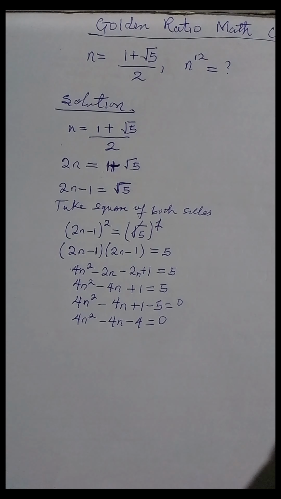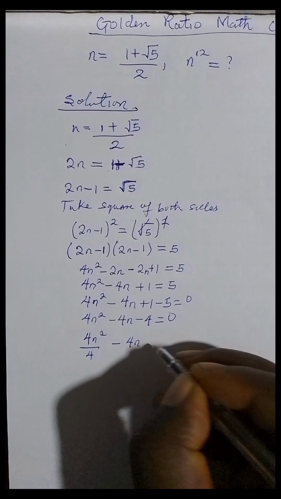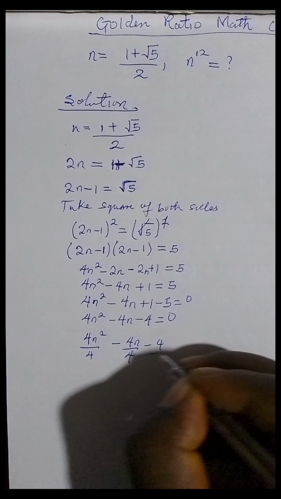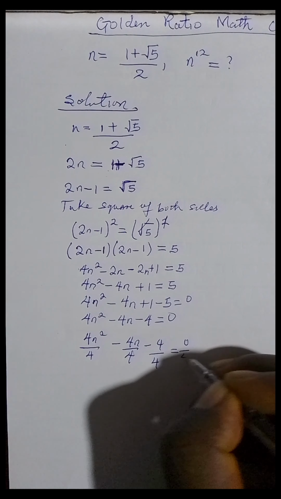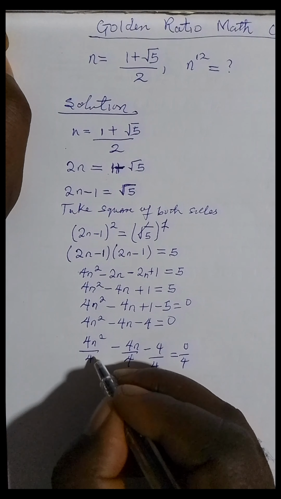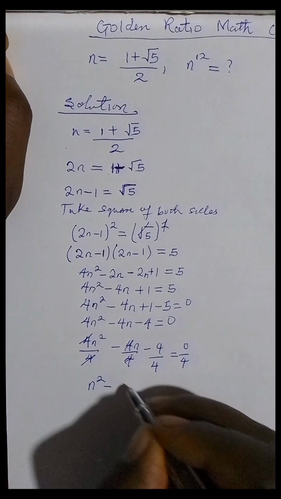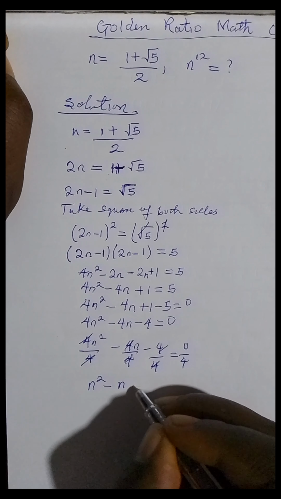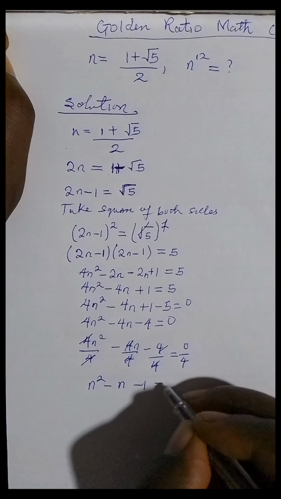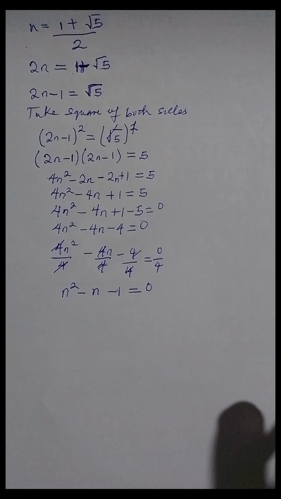So what we need to do now is to divide each term of the equation by 4. 4n squared over 4 minus 4n over 4 minus 4 over 4 equal to 0 over 4. So what we're going to have is, 4 and 4 cancel each other out, then 4 and 4 cancel each other out here, and then 4 and 4. Then we have n squared minus n minus 1 equal to 0, because on the right, whatever you divide 0 with, it's always going to give you 0.